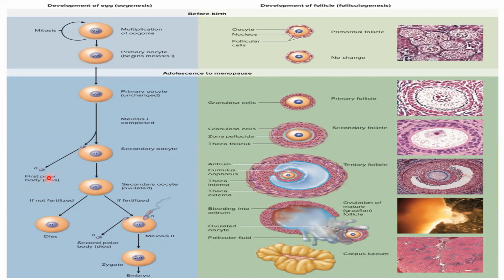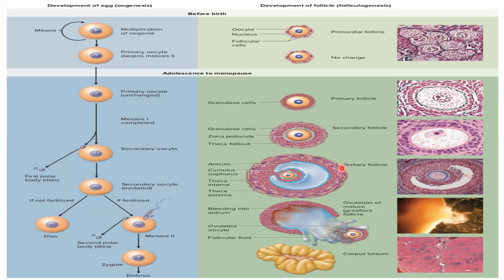The first polar body is a very reduced cell. Now why this happens, why there is unequal division, this is your second homework for today. There is an unequal division. In the spermatogenesis we have seen that there was equal division. But here there is unequal division. One cell is very large and the other cell is very, very minute. And at the end this first polar body dies.